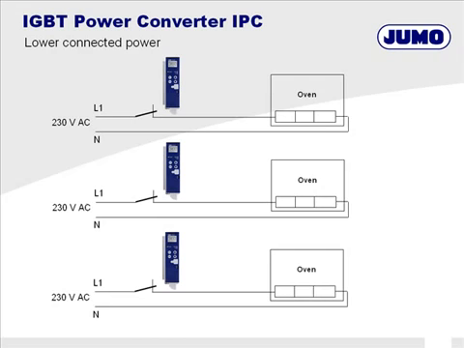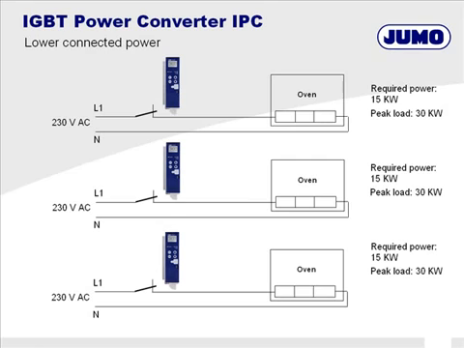Our example shows a plant with 3 of these systems. Even if only 3 times 15 kilowatt, so 45 kilowatt, are used, sometimes the thyristor units switch at the same time. Then the peak load is 90 kilowatt. This results in a higher connected power and causes higher costs for the plant owner.